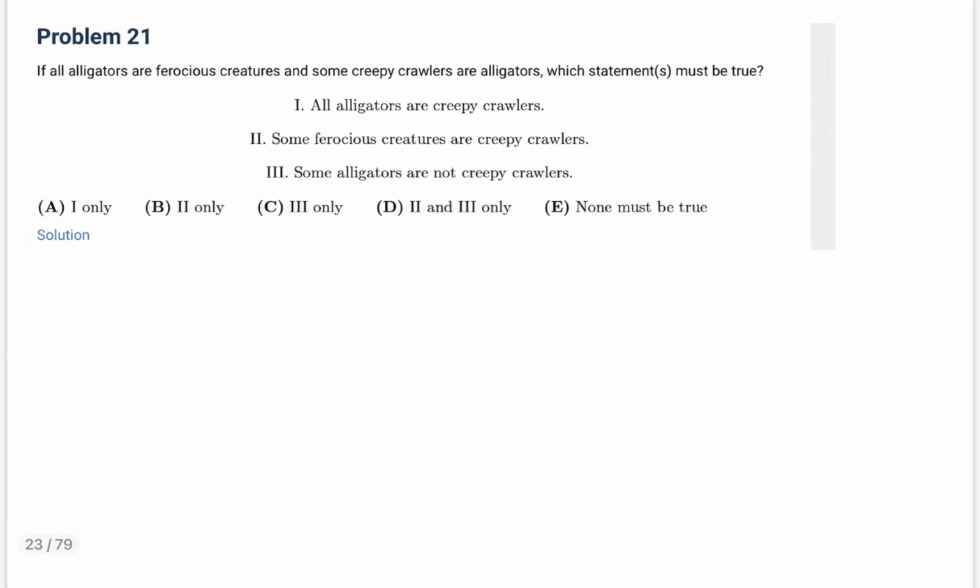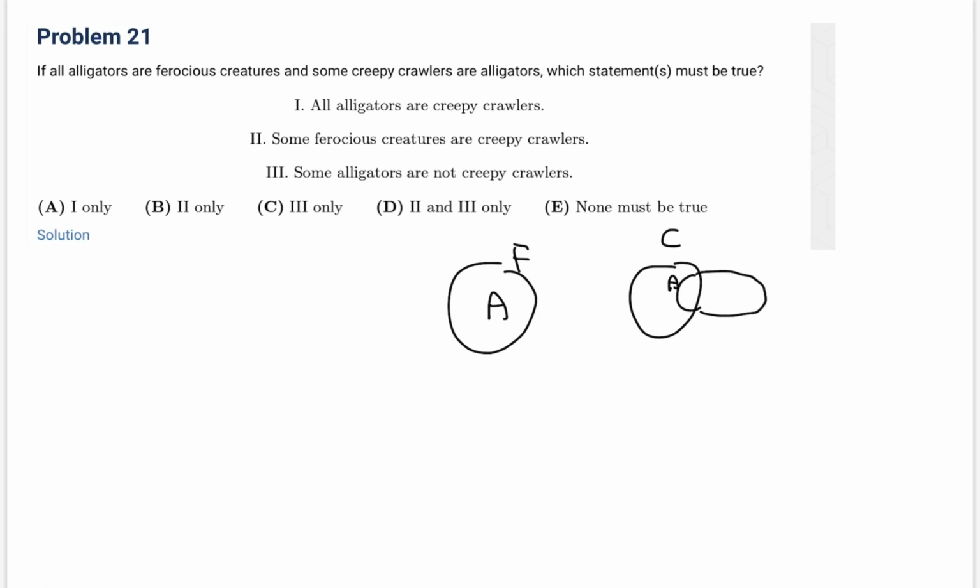Problem number 21. If all alligators are ferocious creatures and some creepy crawlers are alligators, which statements must be true? So alligators are ferocious creatures, and some creepy crawlers are alligators. There could be more, there might not be. We don't know this for sure, so let me just put a dotted line around it. And then number 1, all alligators are creepy crawlers. Not all, because some might not be. So 1 is wrong.